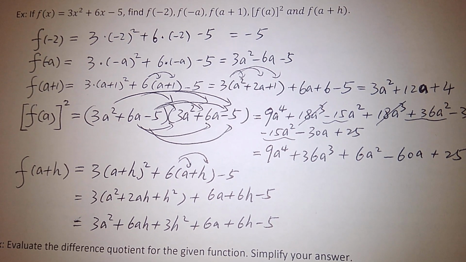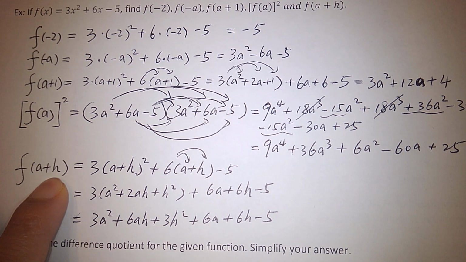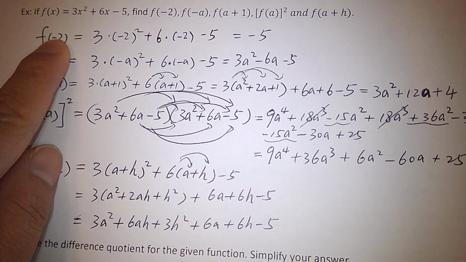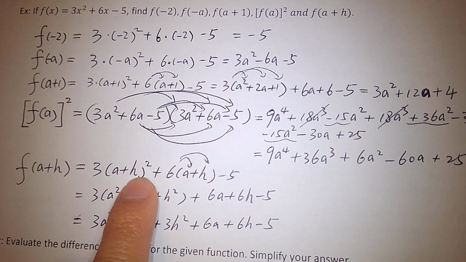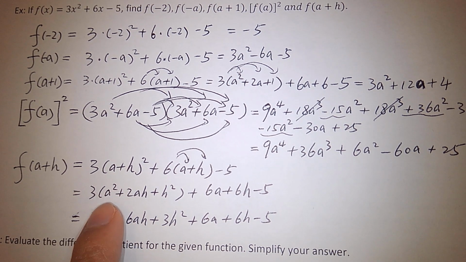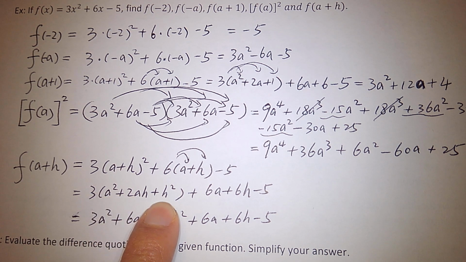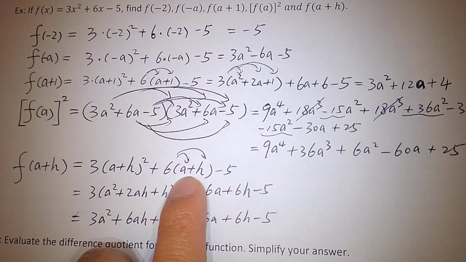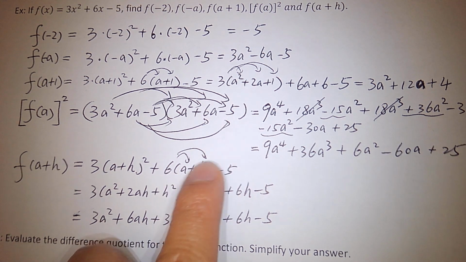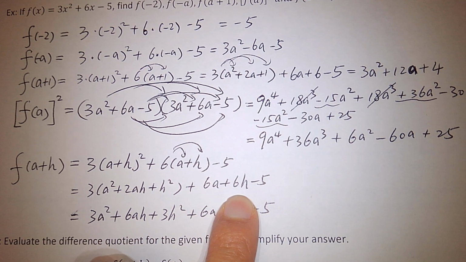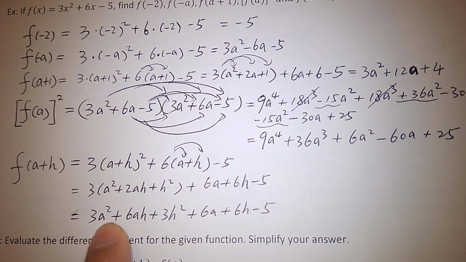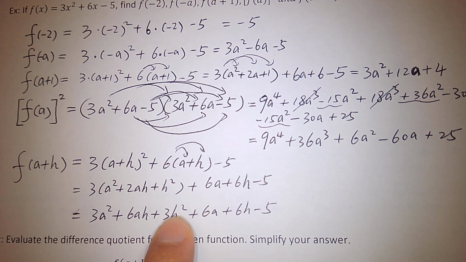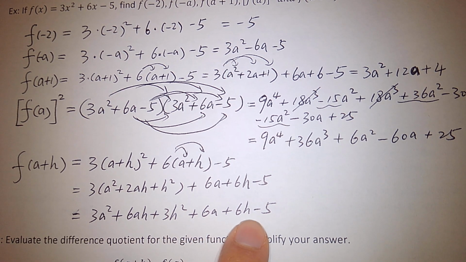The last one is f of a plus h, which means we have to replace x by a plus h. And this square, we use a formula, which gives us a squared plus 2ah plus h squared. And then this x, we replace it by a plus h. We distribute the 6, giving us 6a plus 6h. And then we get 3a squared plus 6ah plus 3h squared plus 6a plus 6h minus 5. There's no like term, so this will be our final line. Do you get the same answer as well, everybody?